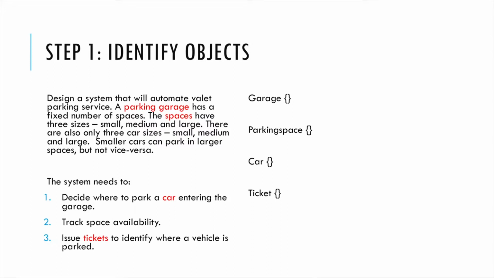Step 1. Let's identify objects. From the problem description, we can identify those elements easily. We can see the parking garage, the spaces, the car, and the tickets. So we can use objects to represent them. We use garage, parking space, car, and ticket to represent those elements.